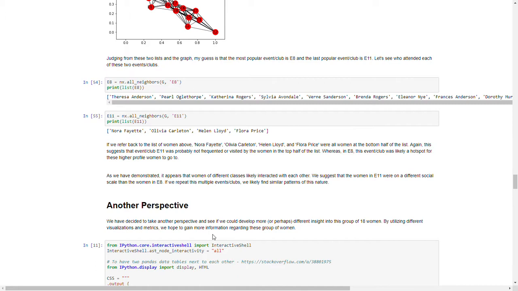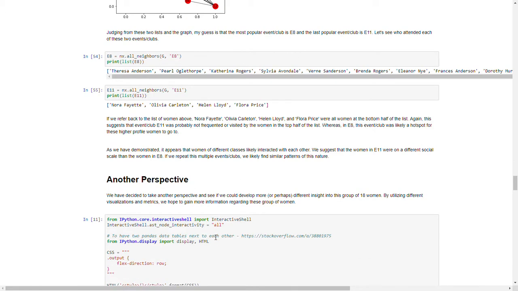So it appears that different classes likely interact with each other. So we suggest that women in E11 were on a different social scale than women in E8. If we repeated this for multiple events and clubs, we would likely find a similar pattern of this nature.